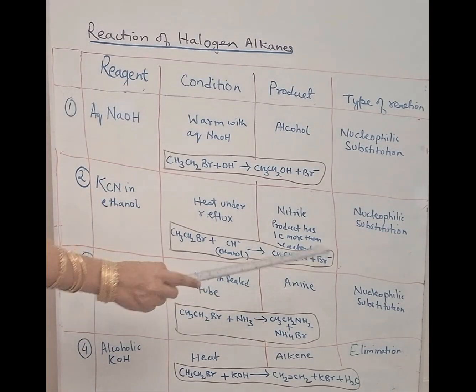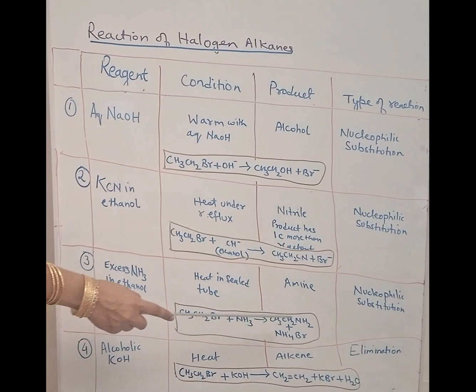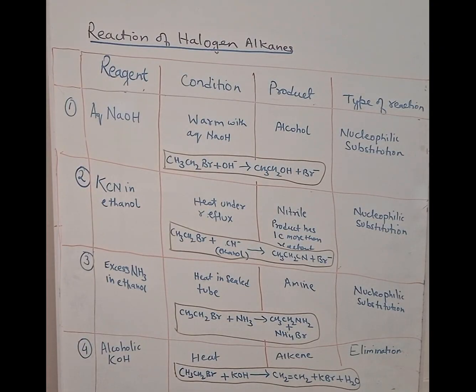The product is amine, and you see when bromoethane reacts with ammonia, ethanamine is formed, and another product is NH4Br, which is the inorganic product formed during this reaction. Sometimes the question is asked, what is the inorganic product formed when ammonia reacts with any halogen alkane? So the product is ammonium bromide. So these are the three types of nucleophilic substitution reaction that halogen alkane undergoes.